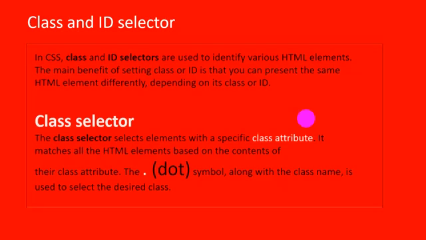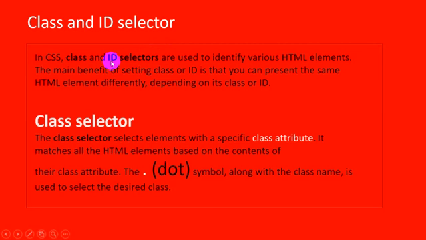So let's have a definition of ID and class. Just read it: in CSS, class and ID selectors. Why am I using the word selector? Because you can apply CSS by using selectors. Selectors are nothing but your HTML elements or HTML tags. You can directly write HTML elements or HTML tags, or we have some other way to apply CSS, that is we can apply by using class and ID.